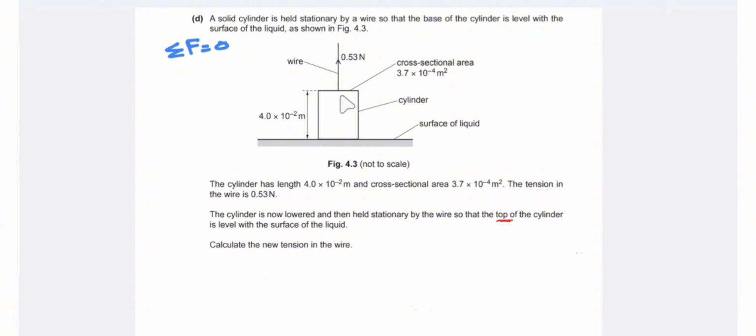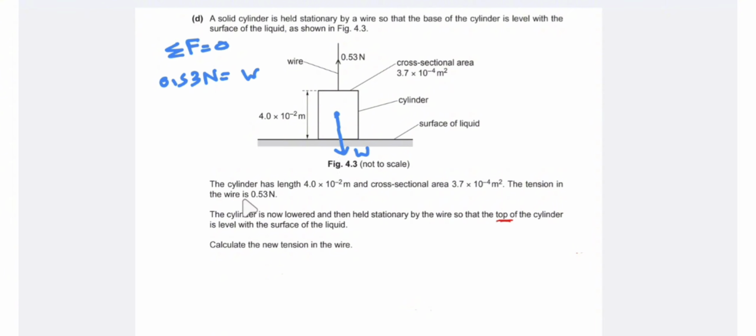That means upward force is equal to downward force, and the upward force is the tension force of 0.53 N. And what is the downward force? The downward force is the weight, acting vertically downward, and since it is a uniform cylinder, the weight acts from the center. So the upward force, 0.53 newton, is equal to the downward force, the weight. So we get the weight as 0.53 newton.